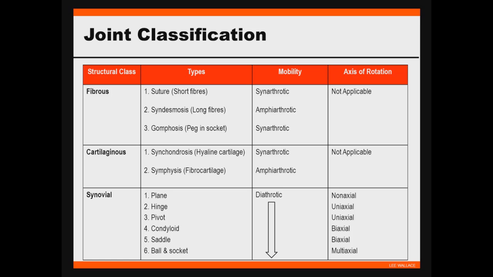So let's use an example. If you were asked to classify the distal tibiofibular joint, it would be a fibrous, syndesmosis, amphiarthrotic joint. So three things to remember there because it's a fibrous joint. If we looked at the pubic symphysis, it would be classified as a cartilaginous, a symphysis, amphiarthrotic joint. But if we were to give an example of a synovial joint like the shoulder, it would be classified as a synovial, ball and socket, diarthrotic, multiaxial.